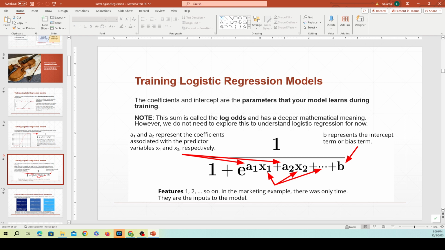Like I said before, in the marketing example, there was only time, when we were predicting whether somebody would buy or not buy. We only had one feature. In that case, the feature was time. Depending on how much time they spent on the website, we were able to predict whether they were going to buy or not. The features are the inputs to the model. So we put data into the model and give it the label, in other words the correct answer, and from that it is able to learn.